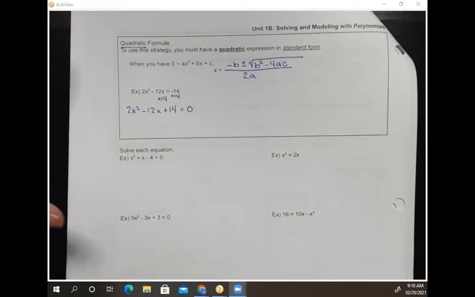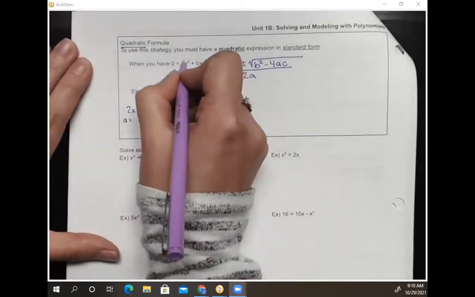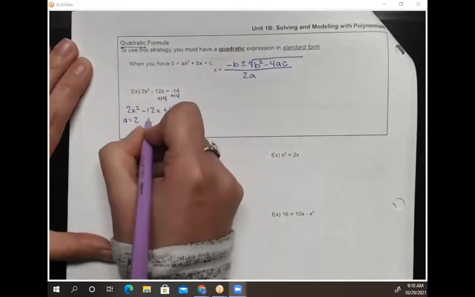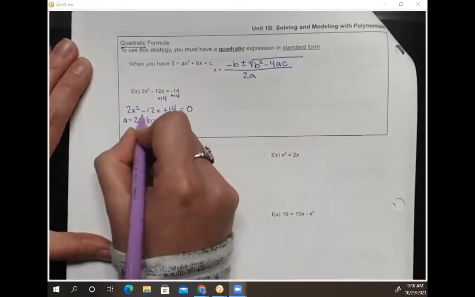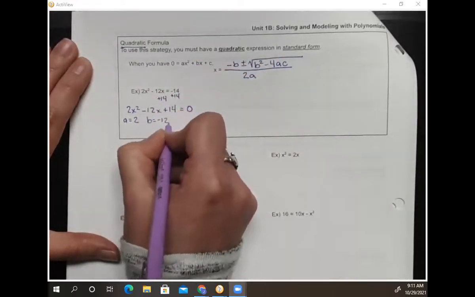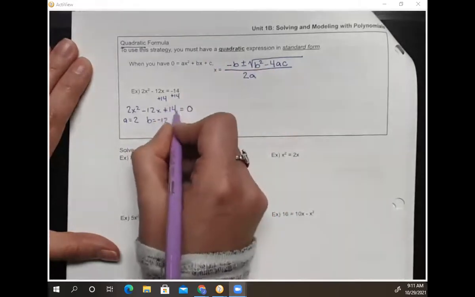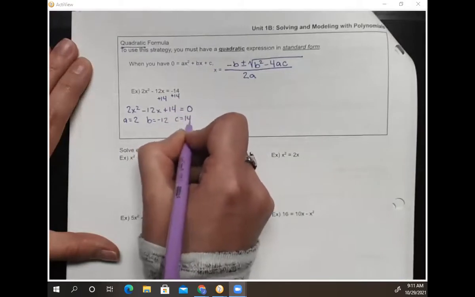Once I have standard form, I like to identify my a, b, and c. For me, that makes it a little easier to plug these values into my formula. So my a is that coefficient for the x squared term. In this case, it's 2. My b is the coefficient for the x term. In this case, it's negative 12. Be careful with your signs. And my c is that constant term, the thing with no x. So that would be positive 14 here.